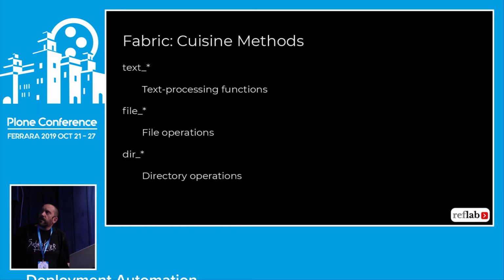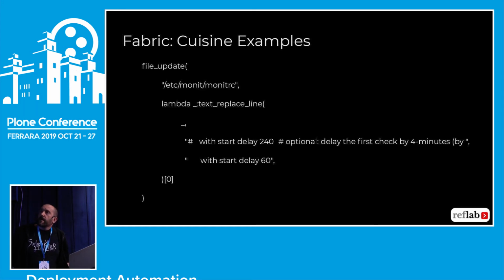For example, to update a file, we have file underscore update, the name of the file, and the function to modify the configuration. In this case, we change the configuration of Monit to start with a delay of 60 seconds instead of 240.